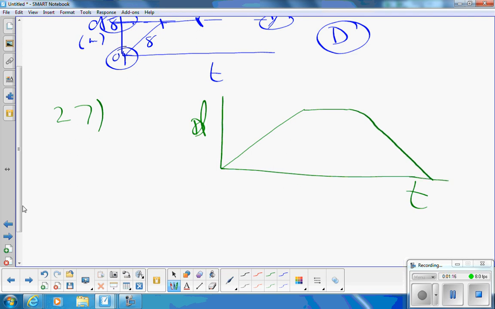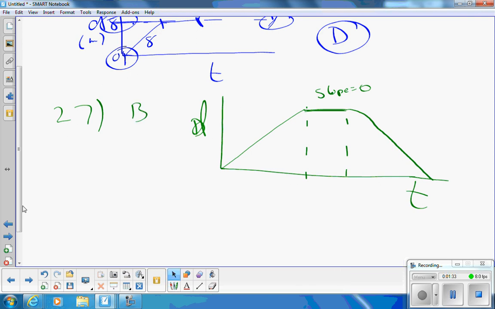Okay, when is it at rest? Okay, at rest means that it's not changing position. That is the flat section up here where the slope is equal to zero. Remember, slope is equal to velocity, so that's from 2 to 3 seconds. 27 is B.